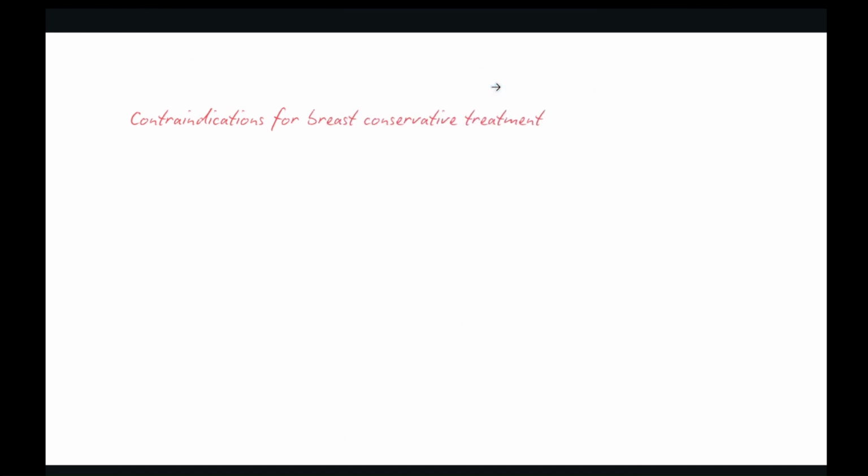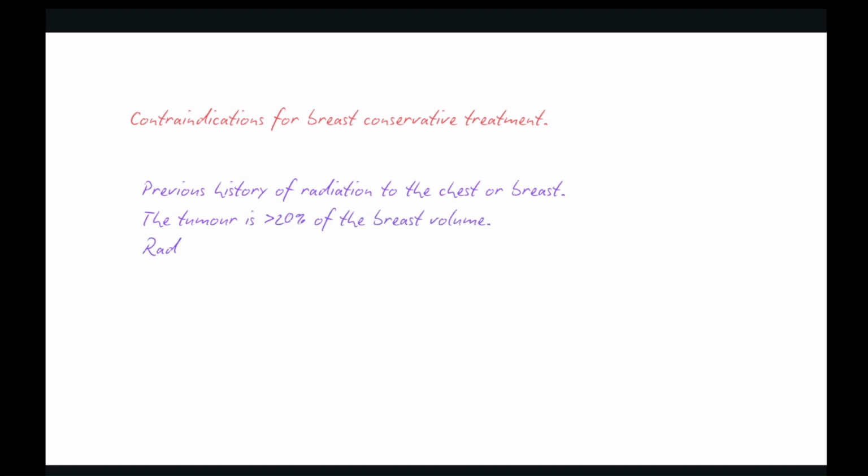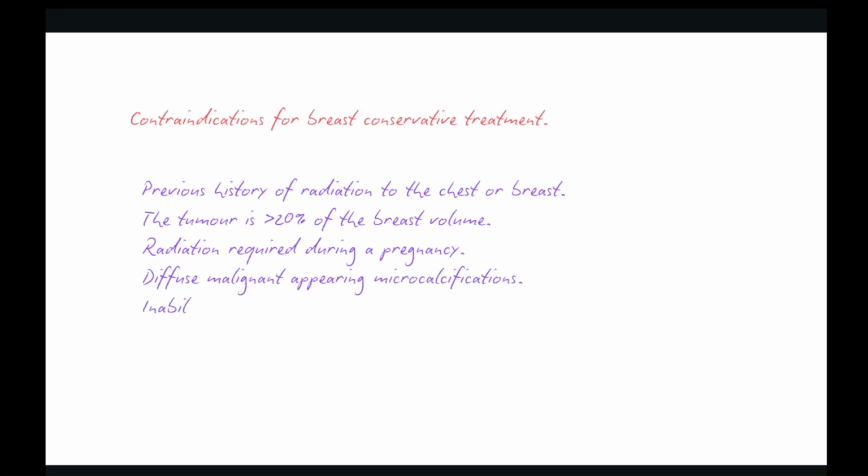What are the contraindications of breast conserving surgery or conservative surgery? Previous history of radiation to the chest or breast. The tumor is more than 20% of the breast volume. Radiation required during pregnancy. Diffuse malignant appearing microcalcification. Inability to achieve a negative margin due to widespread disease.